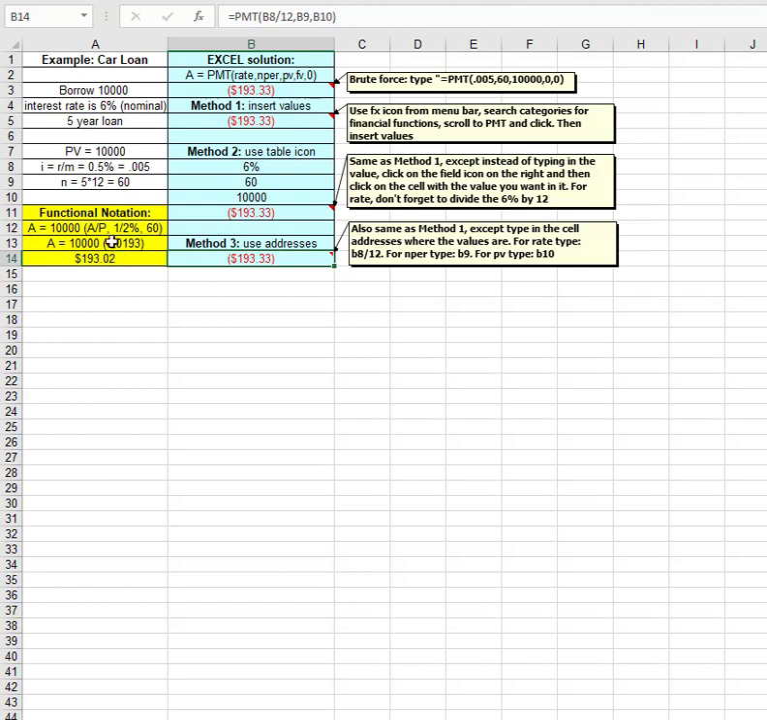So for our functional notation, we want the A over P factor, I is equal to 1/2%, N is 60. We go to the half a percent table in the back of the book, go to the A over P column, scroll down to N equals 60, and we get a factor of 0.0193. Multiply that by 10,000, and we get our monthly car payment of $193.02. Now let's look at this using Excel.